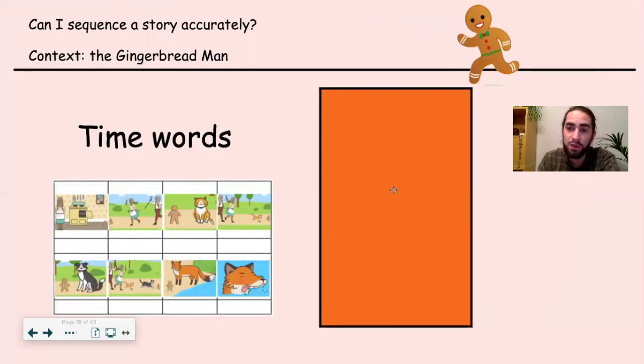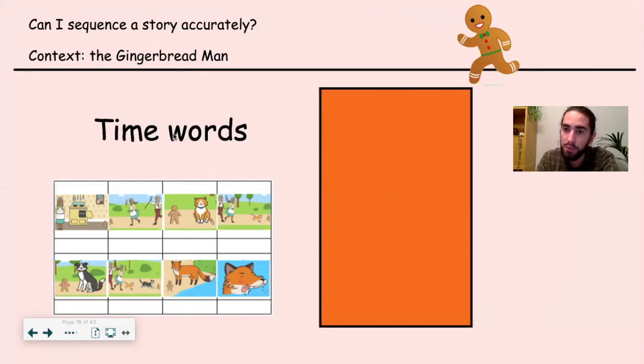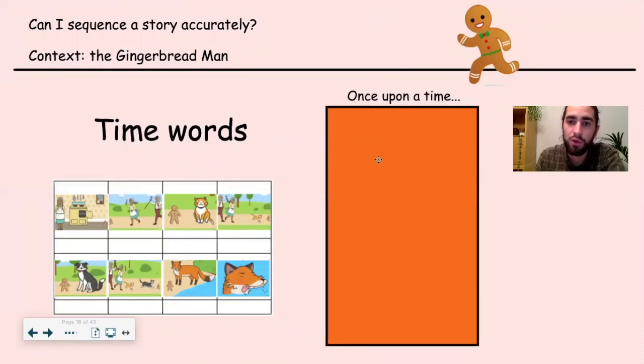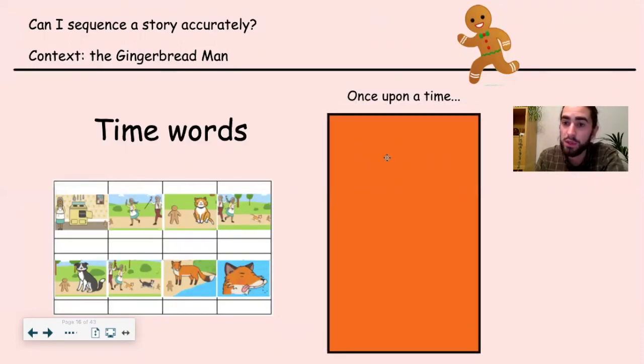What I'd like you to see if you can do now is see if you can remember these time words. What time words did we use yesterday? You can pause the video and maybe see if you can tell a grown-up which time words you know. Okay, let's see what time words you got right. We've got once upon a time, which might be where we start our story.